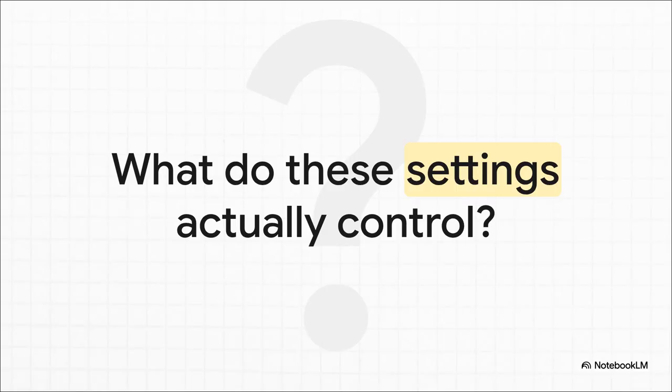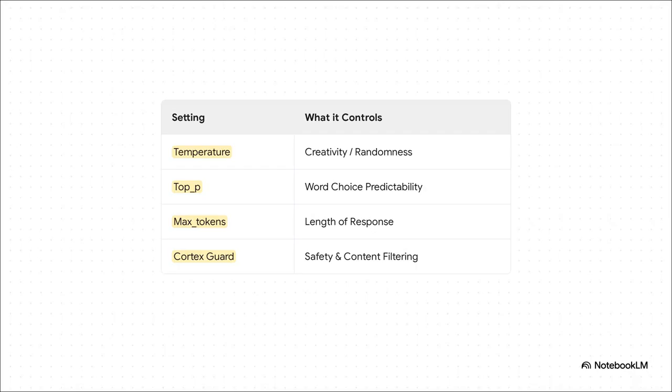So what are all these different knobs and dials that you can tune? Let's do a super quick breakdown. These are pretty much your main controls. Temperature, like we said, is the creativity dial. Top P controls how predictable the model's word choices are. Max tokens is just a simple limit on how long the response can be. And Cortex Guard, that's your built-in safety filter. So yeah, you've got a ton of control.